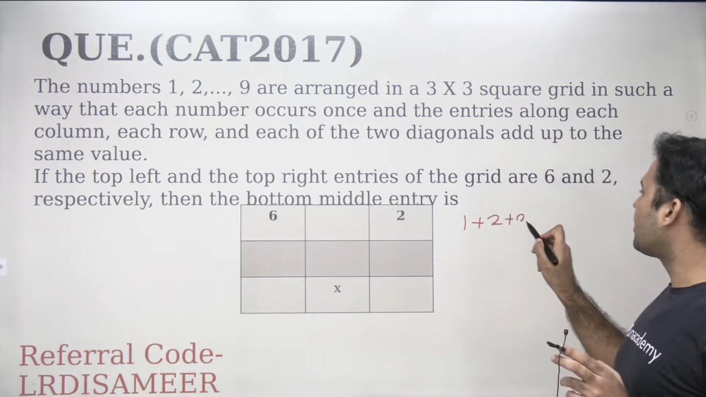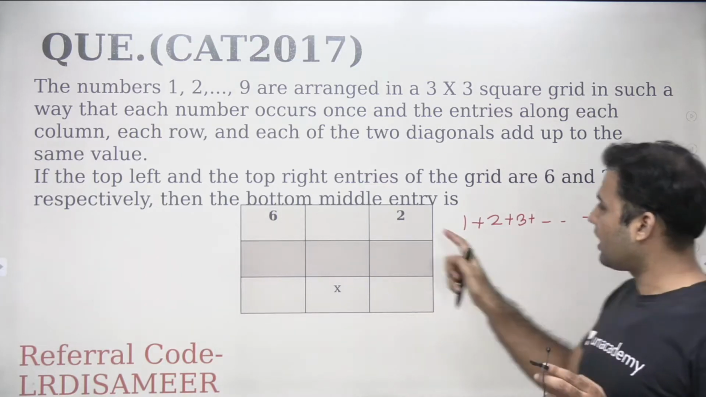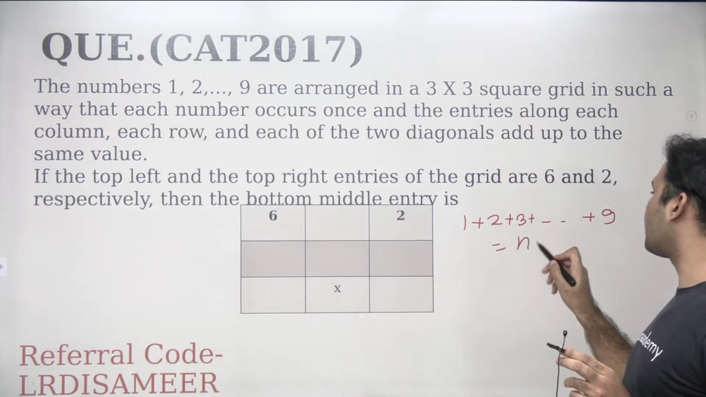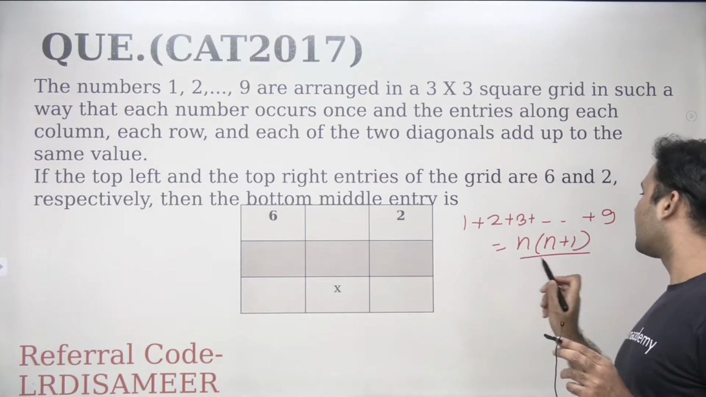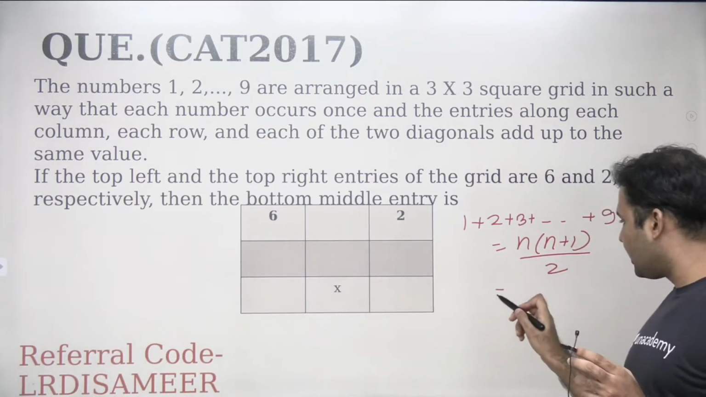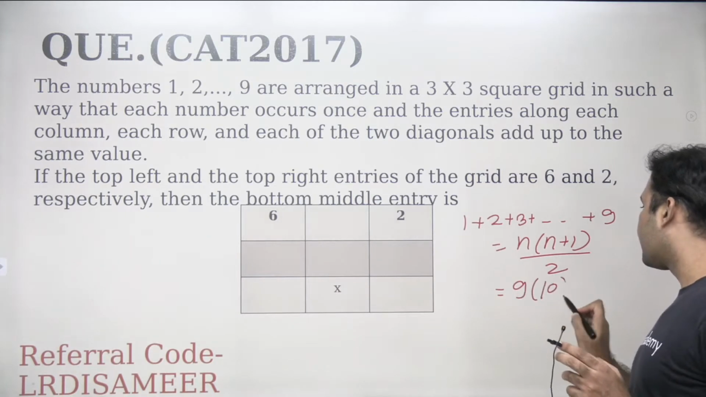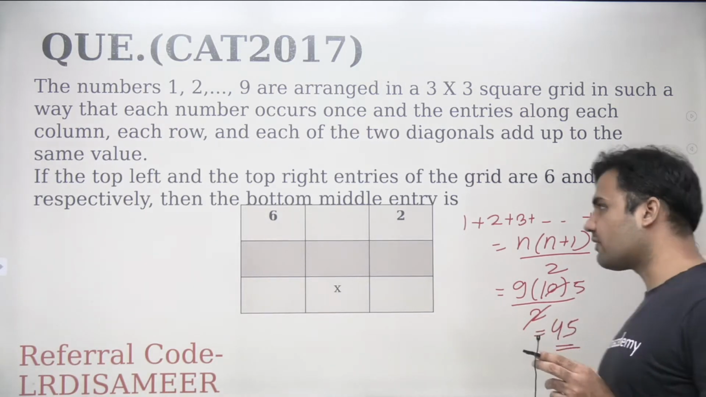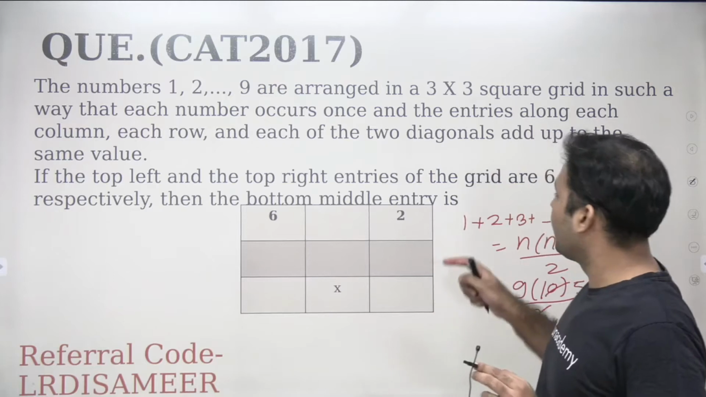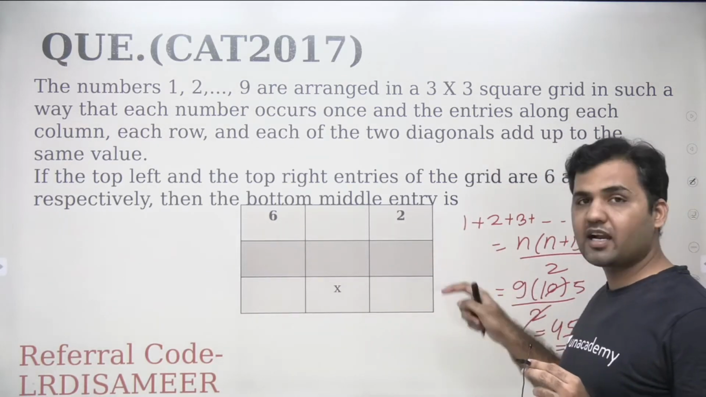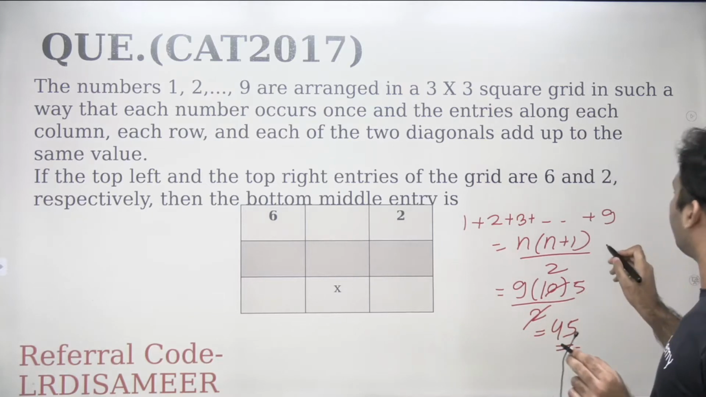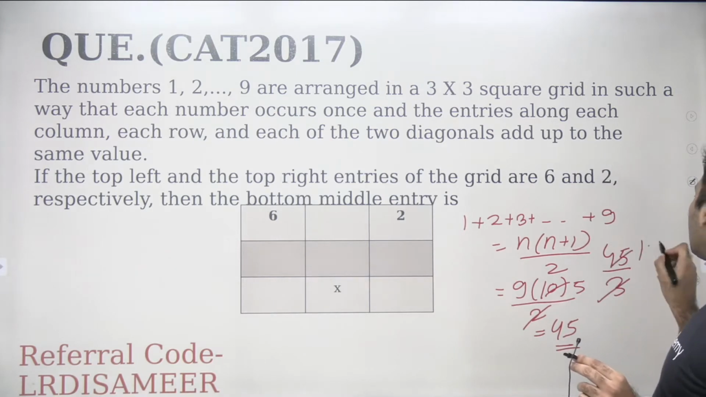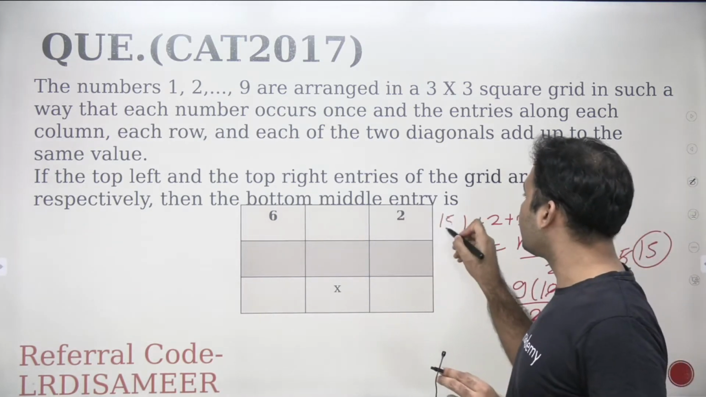Right? If I use all the numbers from 1 to 9 and write them down into a 3 into 3 matrix, the summation of all these numbers will come out to be n into n plus 1 by 2. This is the concept of sum of first 9 natural numbers. Putting the value of 9 here, the total summation will come out to be 45. Now, if the total value comes out to be 45, every row adds up to the same value. That means this total value of 45 is equally divided among these three rows. So the total of every row has to be 15.